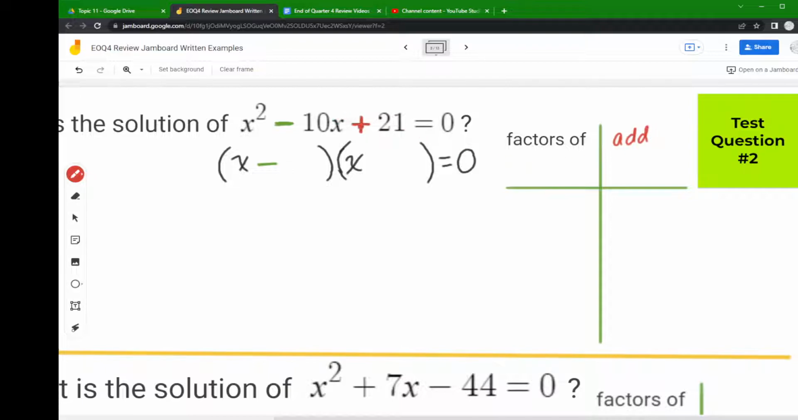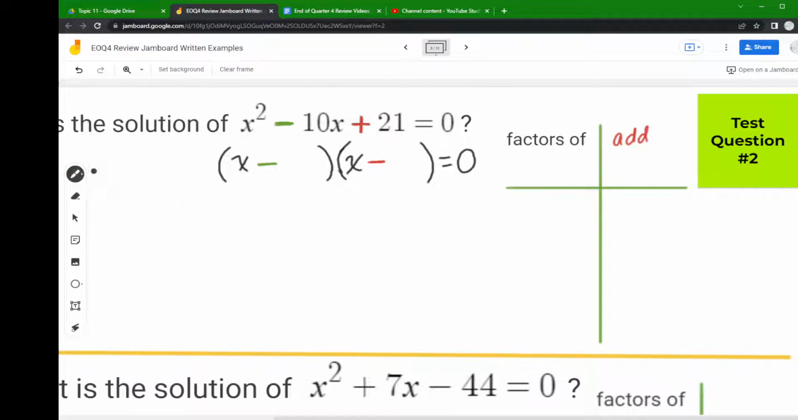All right. It also tells you whether you should have a plus or a minus here in the second set of parentheses. So to get a positive 21, I would need to multiply either a negative times a negative or a positive times a positive. But since I know I already have a minus here, I'm going to keep it as a minus here as well. Another way to remember it, if there's a plus, they need to match. If there's a minus, they have to be opposites in the parentheses.